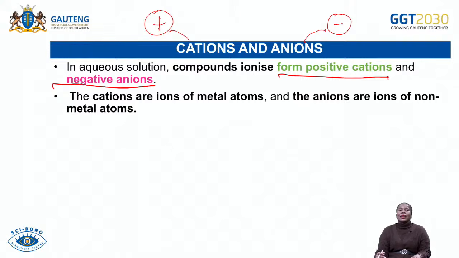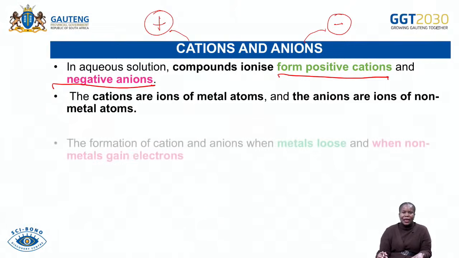anions. Now, the cations are of the metal atoms, okay, which are the ones that we said are on the far left hand side of the periodic table. And then the anions are the ions of the non-metal atoms, okay, which are further on the right hand side of the periodic table, okay?